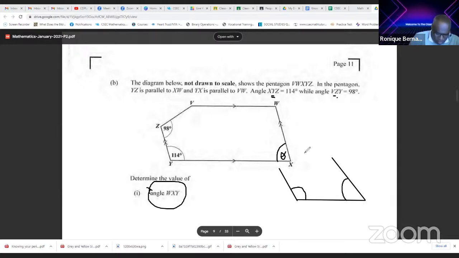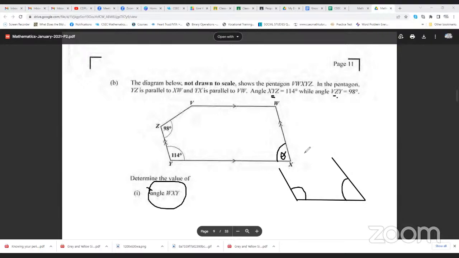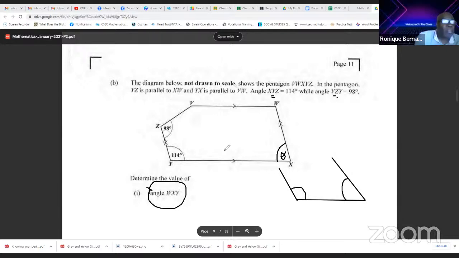Talk to me. Sir, can you repeat that, please? I'm saying, knowing that these two lines are parallel, knowing that the sum of the angles formed between two parallel lines is 180 degrees, what do you need to do to determine the angle X that they're asking you for?